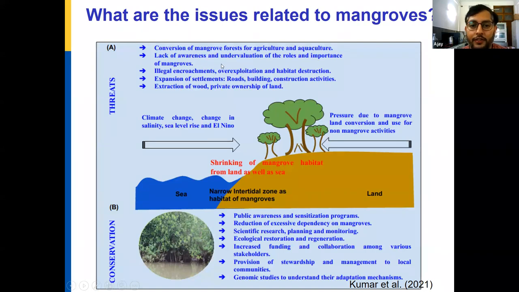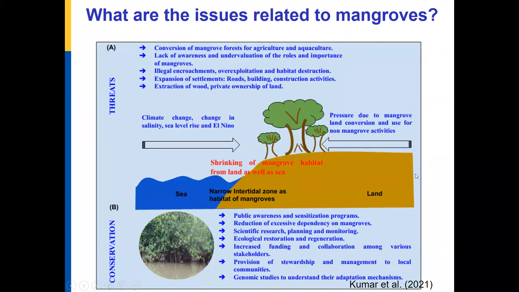Then there is the lack of awareness among the people and the undervaluation of the importance of mangroves. People do not know what important roles they play. That is why they cut them and replace them with modern agriculture, which is basically not good for the survival of the mangroves. Another is illegal encroachment, overexploitation, and habitat destruction. Overexploitation is for medicinal purposes or felling of the trees for wood, and expansion of settlements, roads, building and construction activities towards the land side.